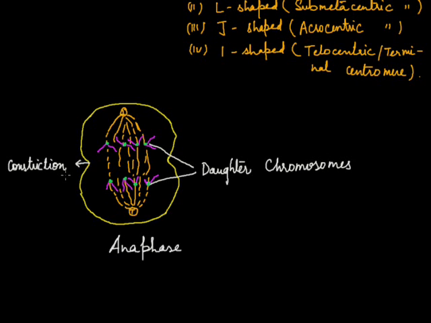Remember, we are talking right now about the animal cell divided by mitosis. We will see the difference by which the plant cell divides by mitosis. In the end, we will discuss those differences also.